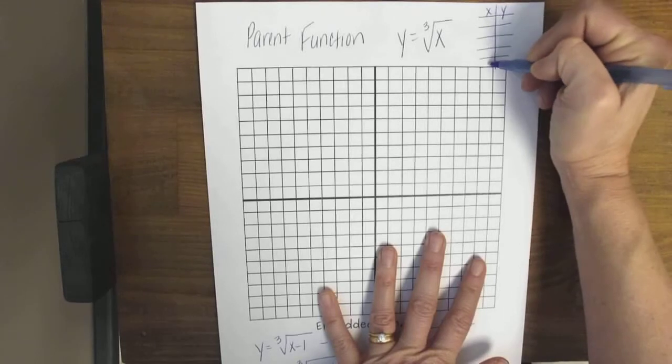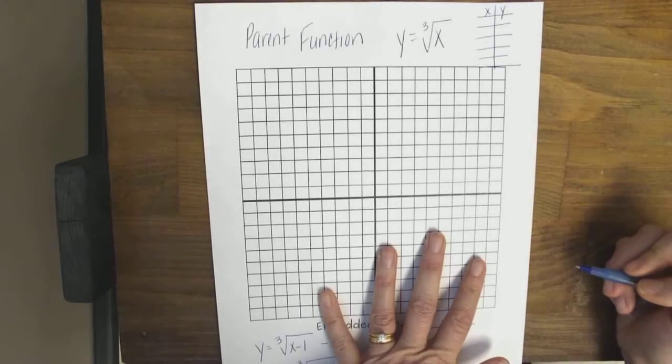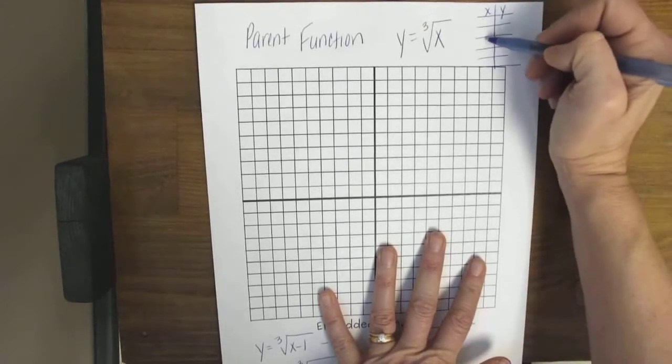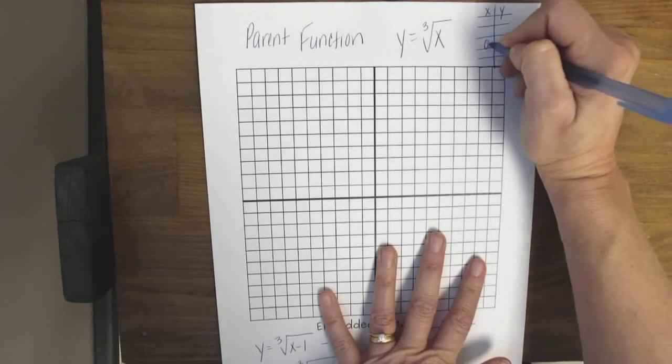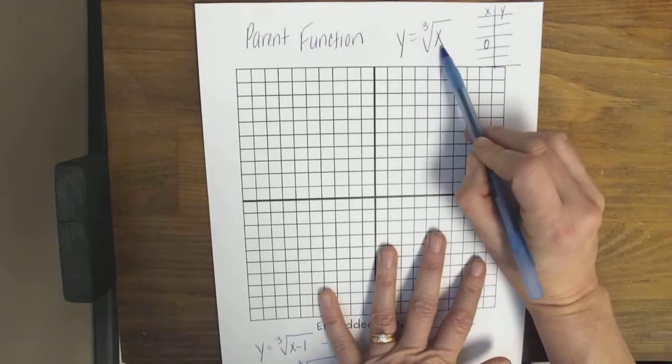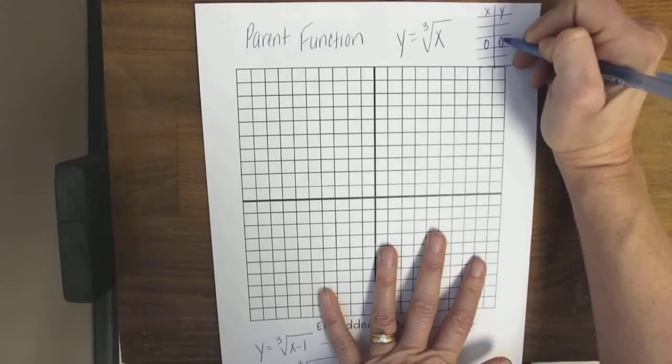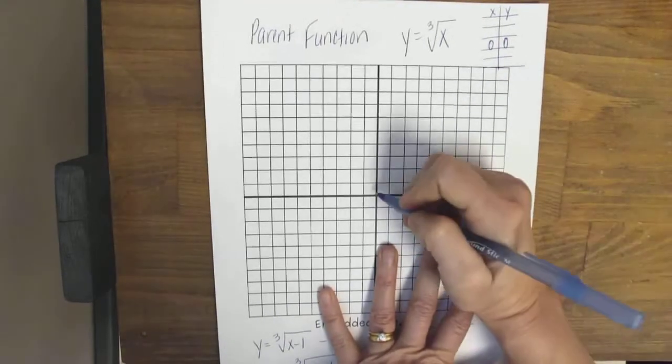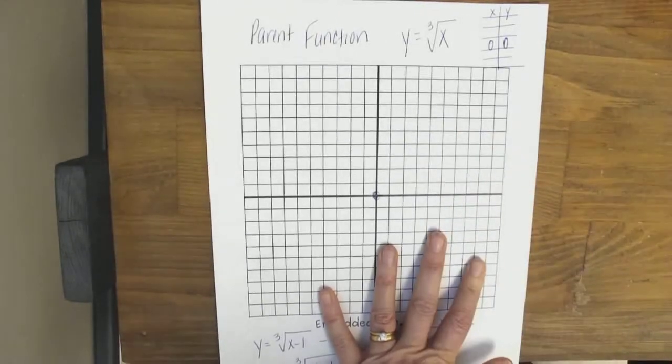Please note that I have 5 x's that I like to plug in when we do cube roots. The third one down is always the 0 one for me. Why? Because the cube root of 0 I know is 0, and that's my center of my graph. I'll put that right there in the center.